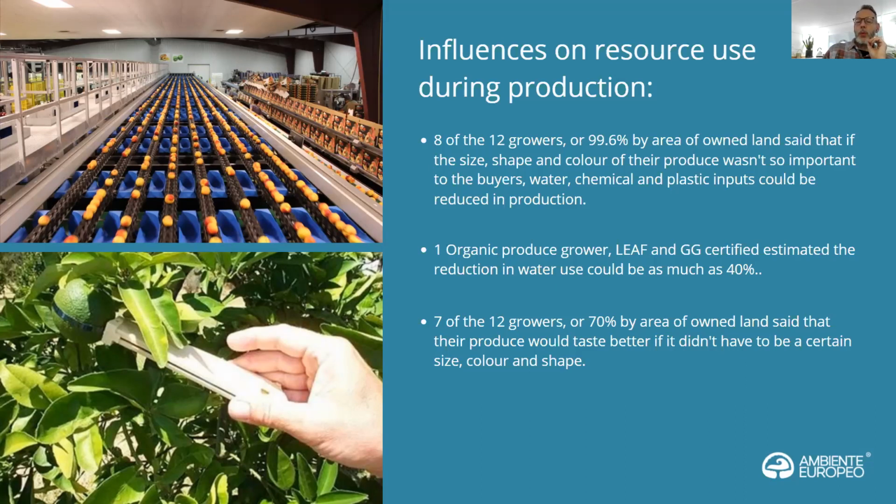So we asked about the actual produce. 8 out of the 12, or 99.6% by area, said that the size, shape, and color of their produce, if that wasn't so important to the buyers, the water, chemical, and plastic inputs could be reduced in production. One organic producer estimated the reduction in water use could be as much as 40% if those factors, size, shape, and color, weren't so important to the buyers. 7 out of the 12 growers, or 70% by area, said that their produce would taste better if it didn't have to be a certain size, color, and shape.